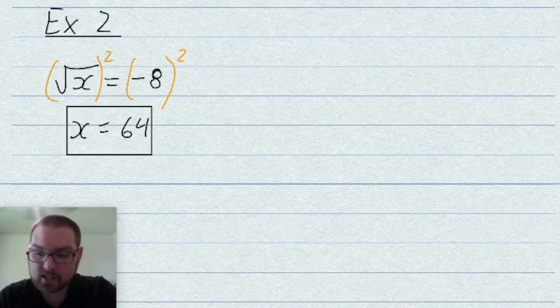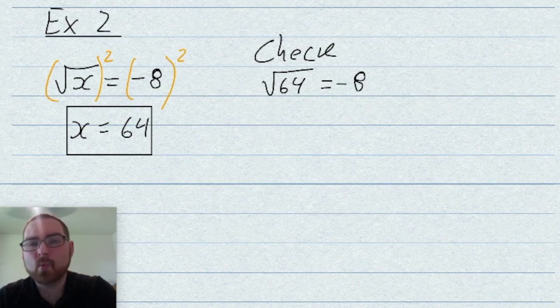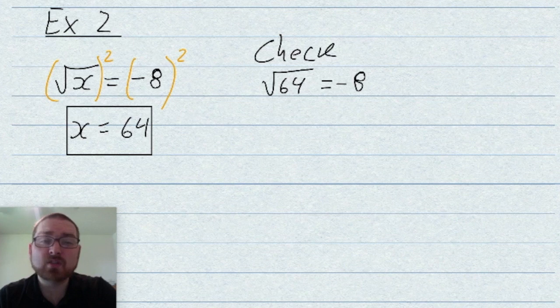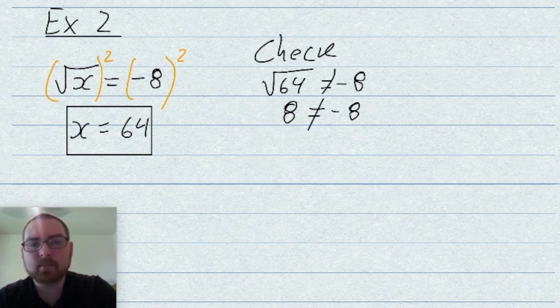Check, check, check, and check. Square root of 64. Well, the square root of 64 is not negative 8. Square root of 64 is positive 8. Those are not equal. Therefore, this is not a valid solution.